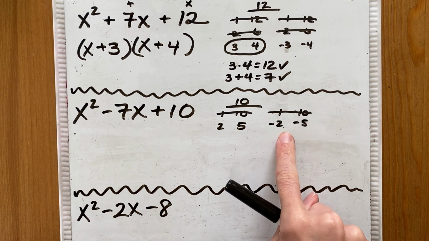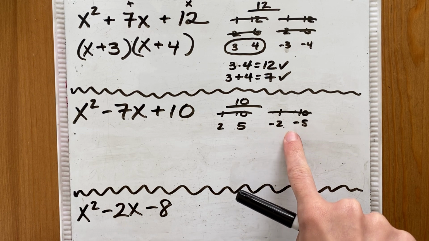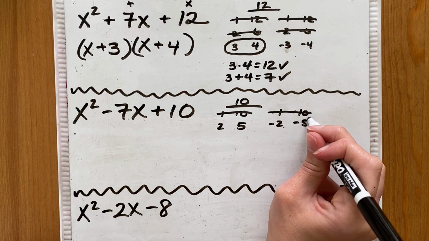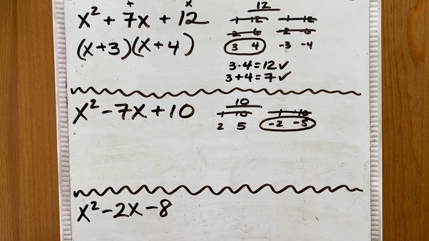So I'm probably going to need this guy right here. Negative 2 plus negative 5 is going to give me negative 7. 2 plus 5 gives me positive 7. So similar, but not quite right. So negative 2 and negative 5 are going to be the combination that I need.